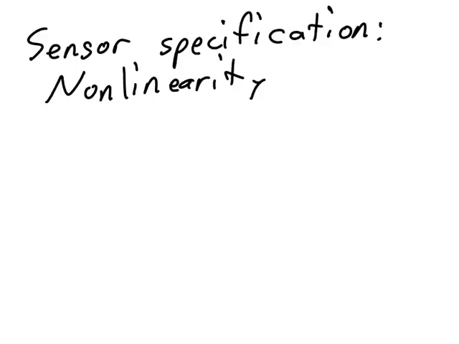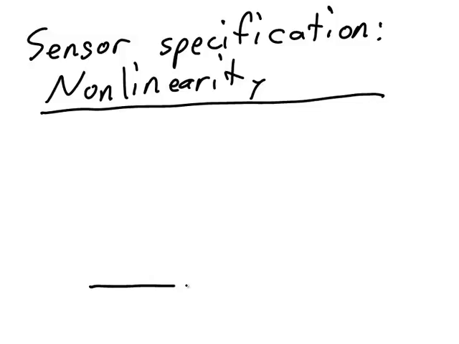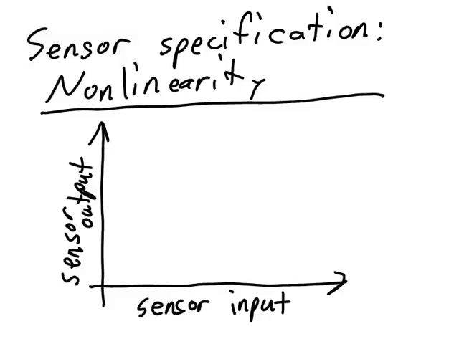Now, let's talk about another sensor specification called nonlinearity. Nonlinearity is a kind of error that a sensor can have. We can find the amount of nonlinearity error that a sensor has from its sensor response curve. And sometimes it helps to think about nonlinearity error in terms of sensitivity. Nonlinearity error is the amount that the sensor response curve deviates from a straight line.